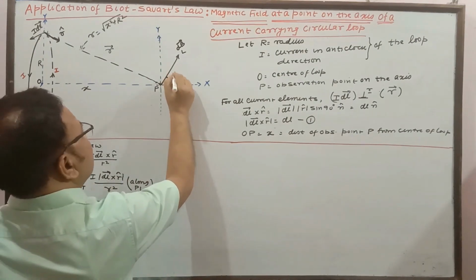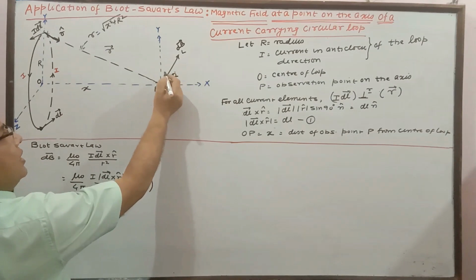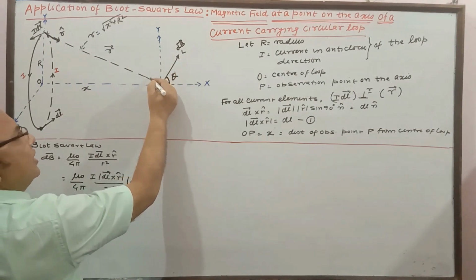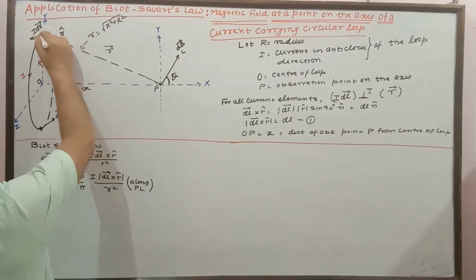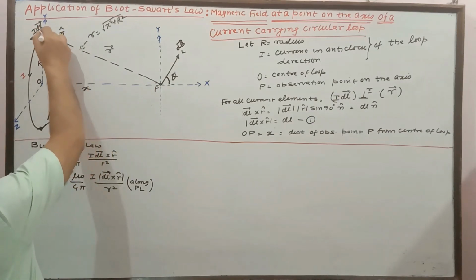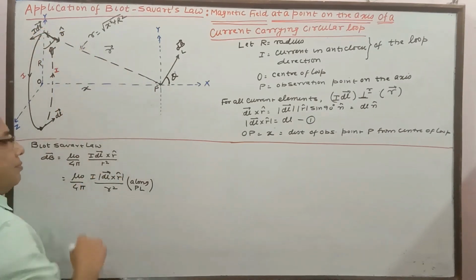If this be theta, it would be even. If this is theta, this one is 90 minus theta. Quite obvious, this is theta, so this one is 90 minus theta. So here, this is the angle theta between r, the radius vector, and this small r vector.